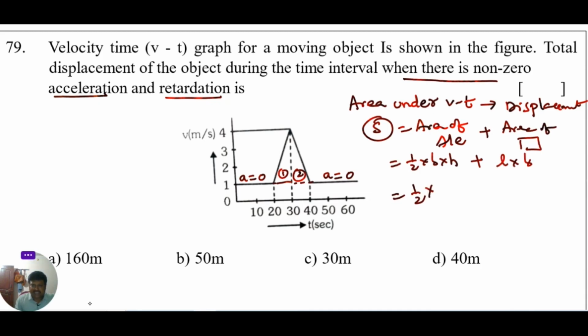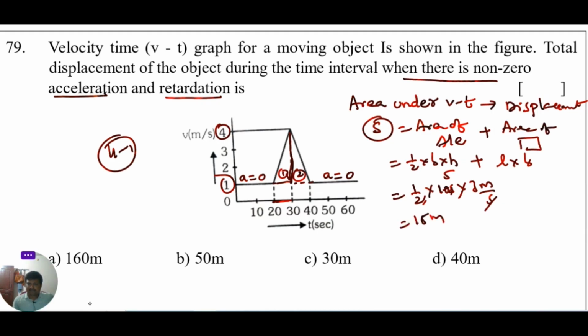So half into base: from 20 seconds to 30 seconds, the difference is 10 seconds, into height. This is the height, 1 and 4, so 4 minus 1, that is 3 meter per second. Seconds get cancelled. 1/2 into 10 into 3 is 15 meter, plus length into breadth.